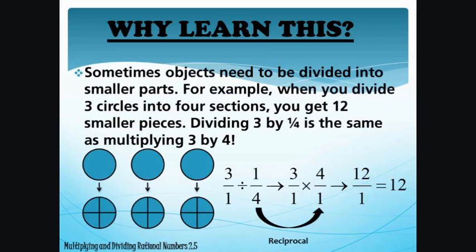Let's go ahead and talk about why we're learning this. Sometimes you need to have something that needs to be divided into smaller parts. For example, when you divide 3 circles into 4 sections, you get 12 smaller pieces. Dividing 3 by 1/4 is the same as multiplying 3 by 4. Take a look at the image down below that shows what a reciprocal is. Dividing a fraction is the same as multiplying by its reciprocal. We're literally flipping the numerator and the denominator, and that is what a reciprocal is.